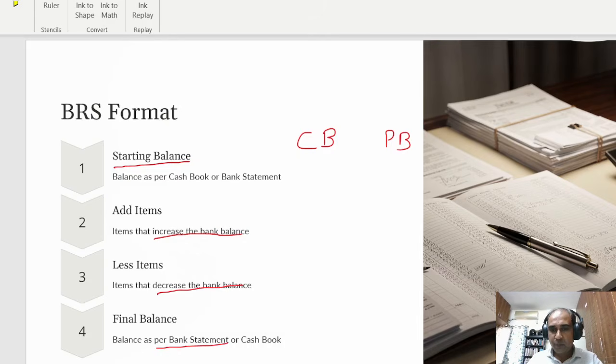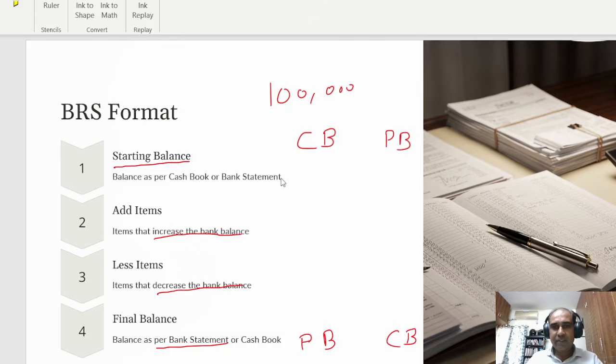If you start from cash book, we will reach at what? Balance as per bank statement, the passbook. If you start from the passbook, you should reach at balance as per cash book. Clear? Now let us take examples one by one. Now, assuming the cash book balance is 1 lakh. Take the example of checks issued but not presented.